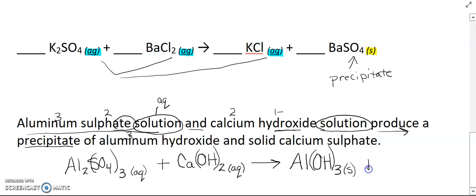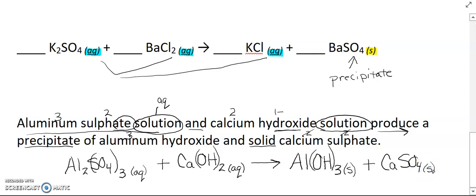And as a plus sign, it's going to form a solid, so another precipitate. And this is going to be calcium. And it's going to be sulfate. Since calcium is a 2 and sulfate is a 2, those charges are going to simplify out, and I don't write them. And I'm going to complete this equation by putting an S.